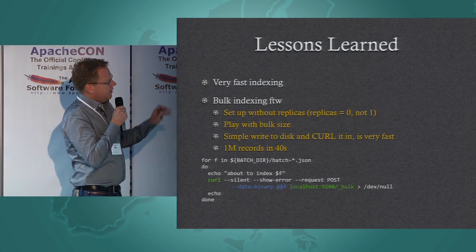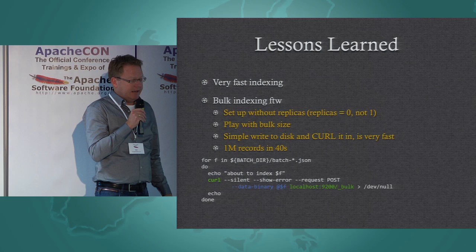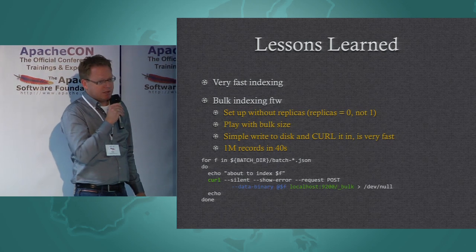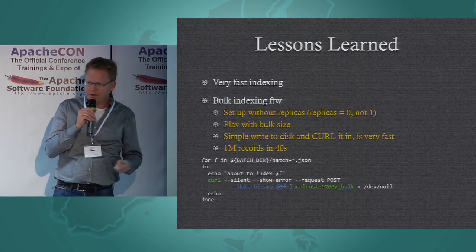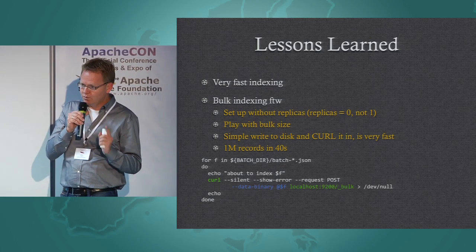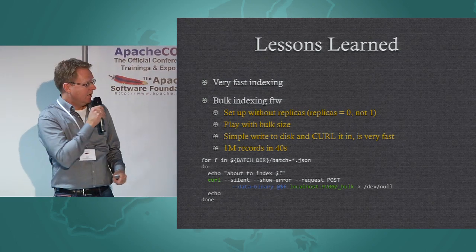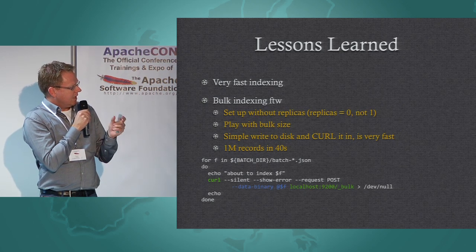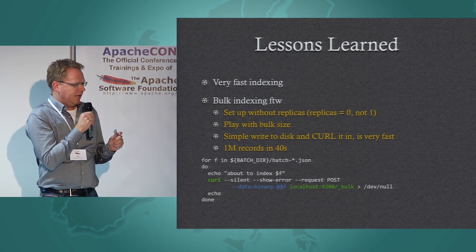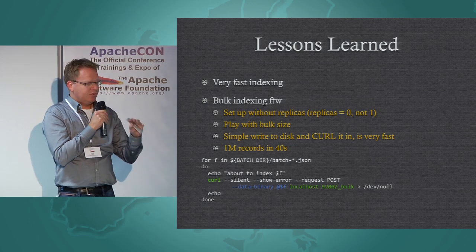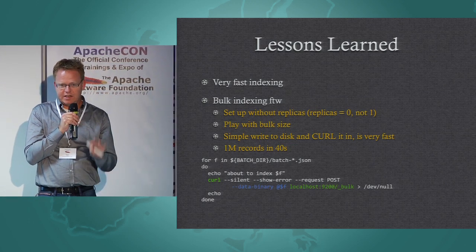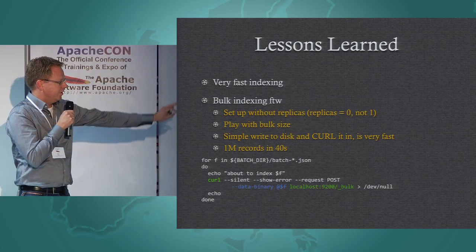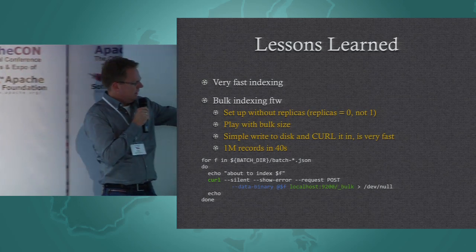What is important then, you need to set it up without replicas. Initially we said, let's put replicas to 1, but you need to remember you need to set replicas to 0, because 1 actually means 2, let's say 1 extra. To make sure it's fast enough, you can play with the bulk size. What we chose initially is get the data out of the source system, just write it to disk in text files, JSON files, and just curl them in.